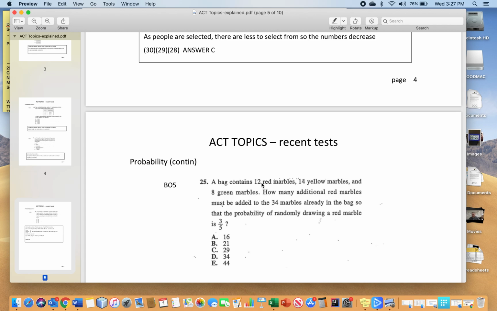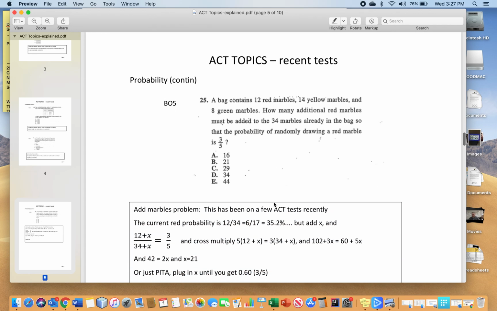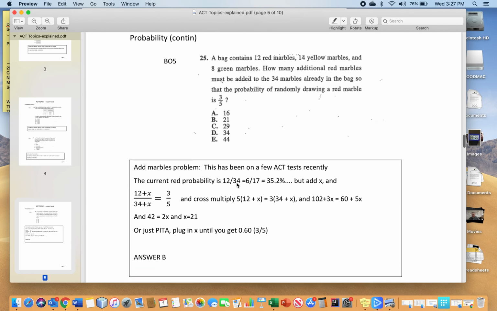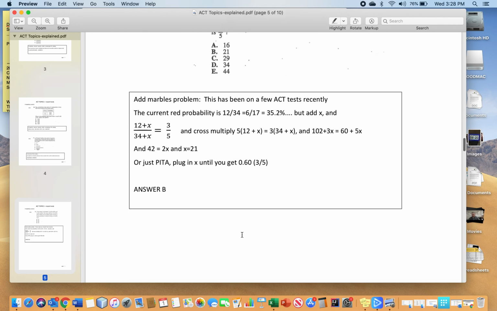So if you pulled 12 out of 34, you can see that's going to be 35.2%, but you want to get 60%, so you add marbles. People told me several times they've seen this on the ACT test. So you take (12 plus x) over (34 plus x) equals 3/5. Either cross multiply to solve it or just plug in the answers until you get 3/5. Very common problem. I call it the marble adding problem. Okay.